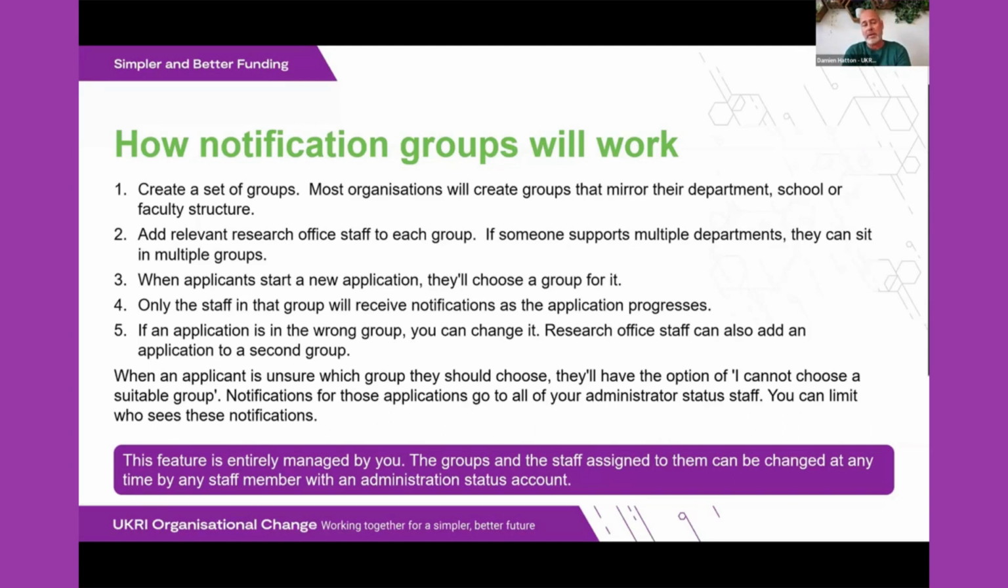And then when the applicant has selected a group that their application will belong to, only the research office staff in that group will be notified as that application progresses. And if it's in the wrong group, you can change it. So that's also in your control. So we'll go to the next slide.